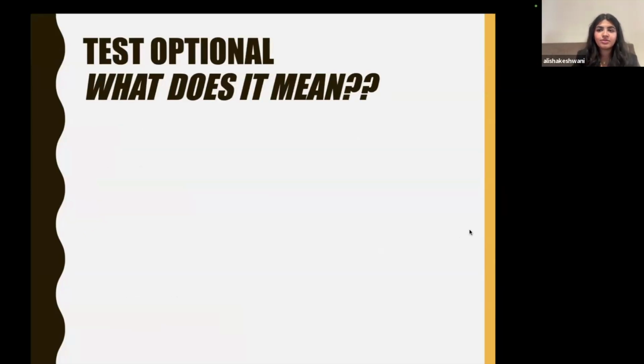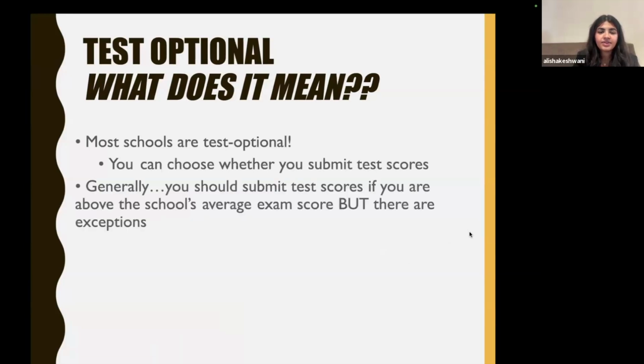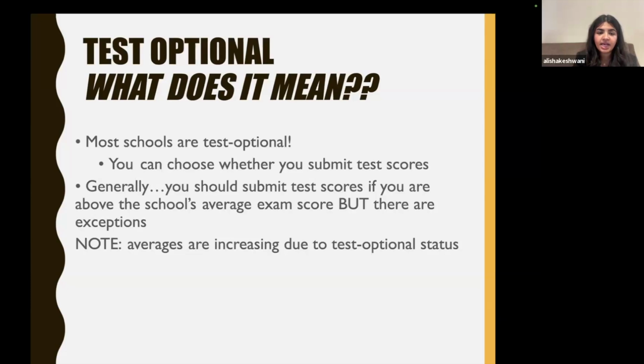So a little bit more about test optional because I know that's a new term for a lot of people. Most schools nowadays are test optional, especially after COVID. That basically means that you can choose whether you want to submit your test scores or not. Generally, as a rule of thumb, you should submit your test scores, especially if you're above the school's average exam score, which you can just look up on their website. However, there are exceptions. A lot of the times, averages are increasing due to test optional status because you only have people with super high scores submitting their test score.